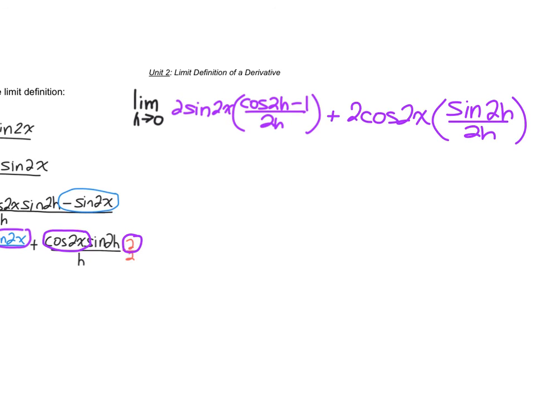All right, so the first fraction goes to what? 0. The second one goes to what? 1. So we're looking at the limit as h approaches 0 of really just 2 cosine 2x. So that's going to give us a result of 2 cosine 2x.